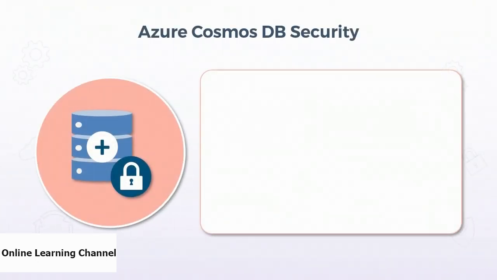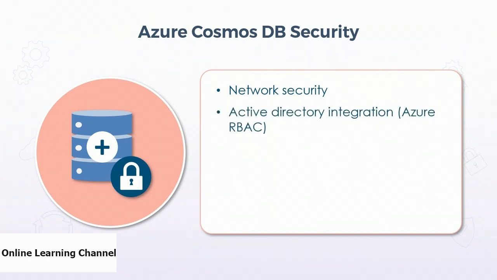Assuming that you're choosing Azure Cosmos DB as your hosted database solution, let's look at some of the security measures that affords you. Cosmos DB has security at the network level in the form of a firewall that only allows authorized IP addresses access to your database. Cosmos DB supports Active Directory integration in the form of Azure Resource-Based Access Control, or RBAC. This means that you can control what permissions Azure users have to your databases in the form of roles.